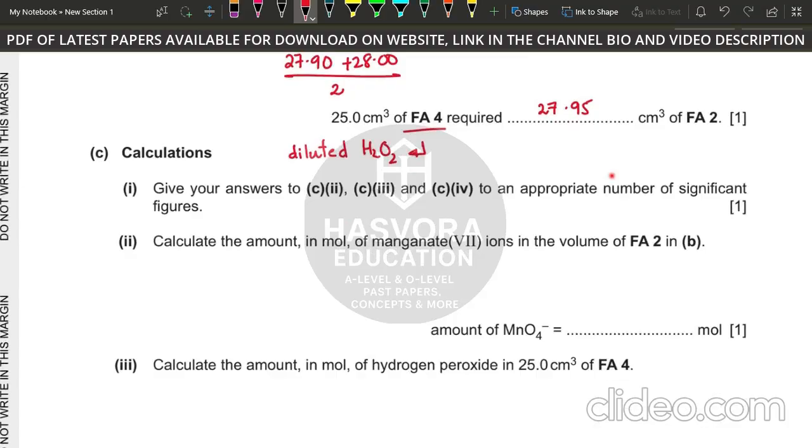Now they are telling you to give your answers in C2, C3, C4 to an appropriate number of significant figures. Okay, so you have to calculate the moles of the manganate ions. So we have to calculate the moles of the manganate MnO4 minus 1 ions. How we are going to do this is that we know that if KMnO4 just dissociates, it will be MnO4 minus 1 and K plus 1. So we have a 1 to 1 ratio in the ions. Okay, so we can just take the moles of this.